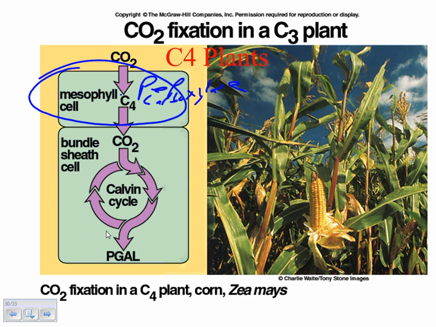Once they fix the carbon, they pump it into this enclosed space called the bundle sheath. Turn it loose. Inside the bundle sheath is Rubisco. And from there on, it works just like C3 plants. They fix the carbon in one place, do the Calvin cycle in another place.